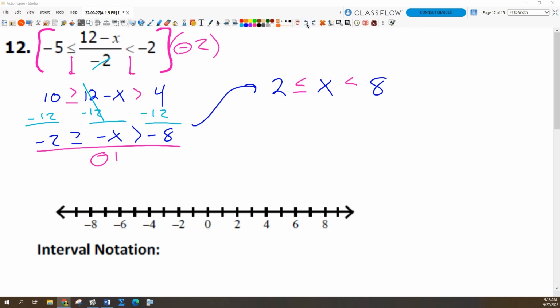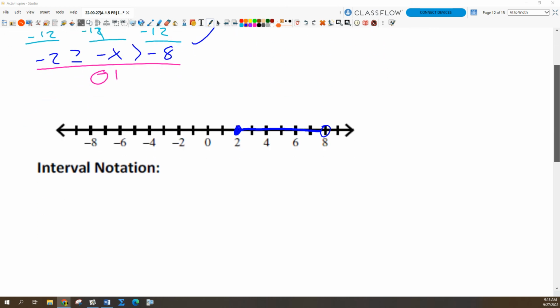Everybody agree? So let's see, Mackenzie, what's that graph going to look like? Closed dot at 2, okay, closed endpoint. Open at 8. And everything in between, right? Good job. Interval notation, Maylin, what's that going to look like?